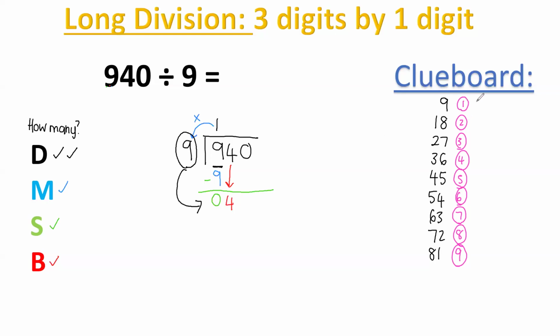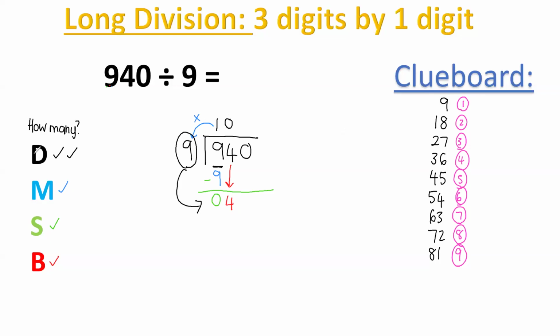I go back and I revisit my clue board. My clue board is actually starting up on 9, so I don't have any number less than 9. So 9 cannot go into 4. 9 is a big number, 4 is a small number. So if it cannot get into 4, my answer on the top would be 0.